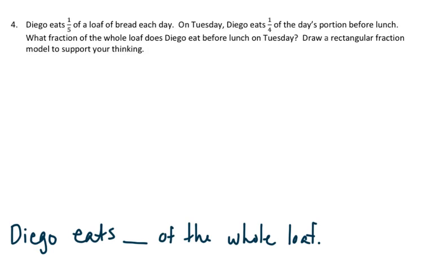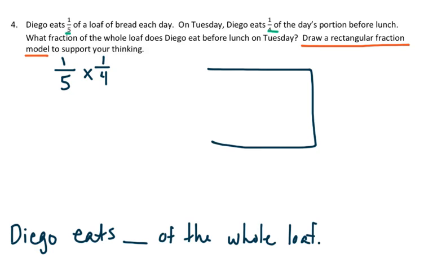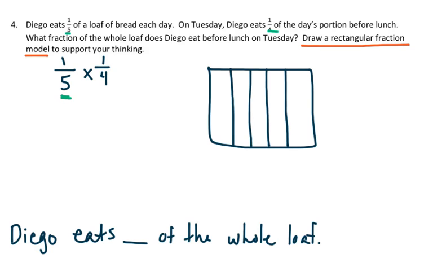And we have 1/5 of the loaf each day, and on Tuesday he eats 1/4. So our problem is actually 1/5 times 1/4. And remember, it did say draw a rectangular fraction model, so we're going to go ahead and start with that. So we're going to draw a rectangle the best that we can, and I'm going to partition the fifths, and imagining these are all as even as can be, and the fifths here I'm going to shade in green.